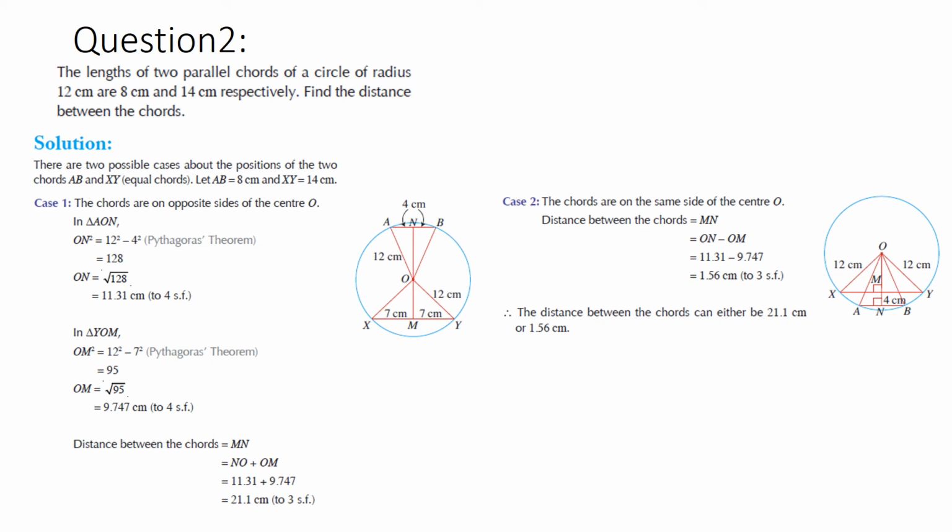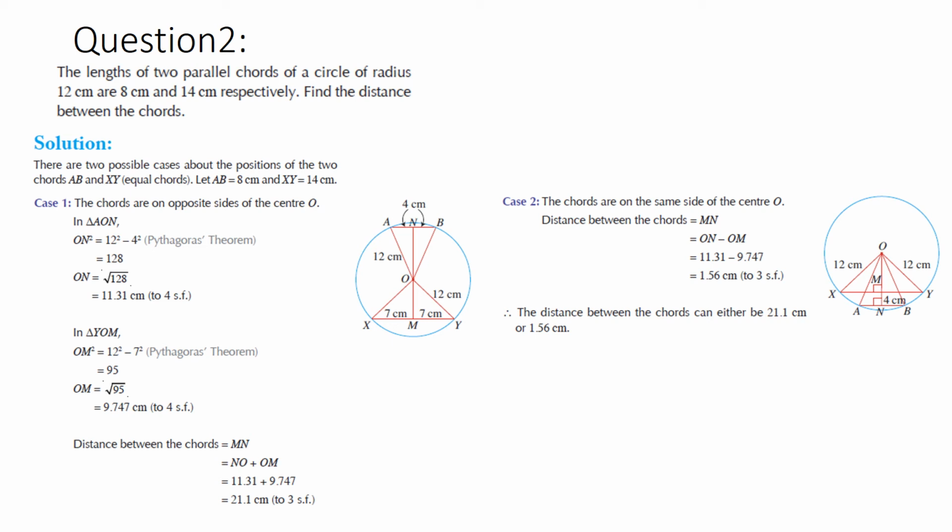Now in your diagram, take the triangle AON, and apply the Pythagoras theorem on it. You will have ON square equal to 12 square minus 4 square, that is, 144 minus 16, which will give you 128. So the length of ON will be square root 128, that is, 11.31.